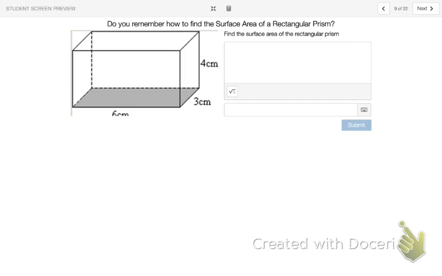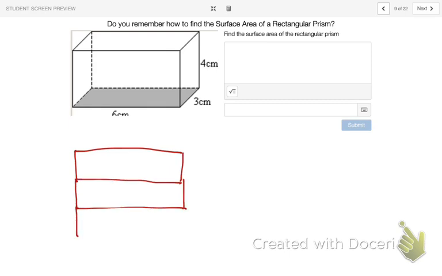Okay, what do you remember about finding the surface area of a rectangular prism? Do you think that you could find it? Go ahead and try. Pause the video and try. Alright, let's see what you guys came up with. Now, in 7th grade math, which I believe is one of the grades that you guys skipped, we talk a lot about nets for rectangular prisms. So we would draw out what that shape would look like unfolded.